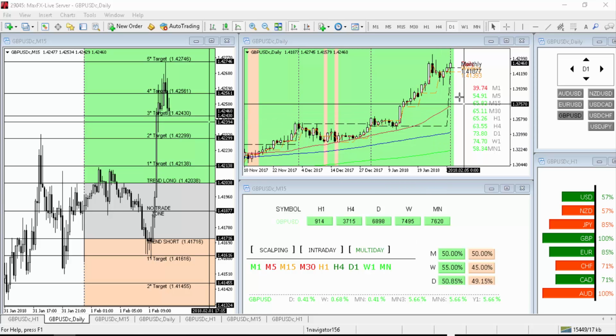The RSI is above 50 on every time frame except M1. So with a confluent British pound against a 57% long US dollar, we may have a continuation of the bullish move.